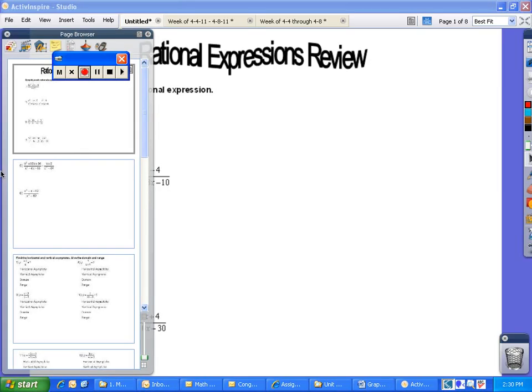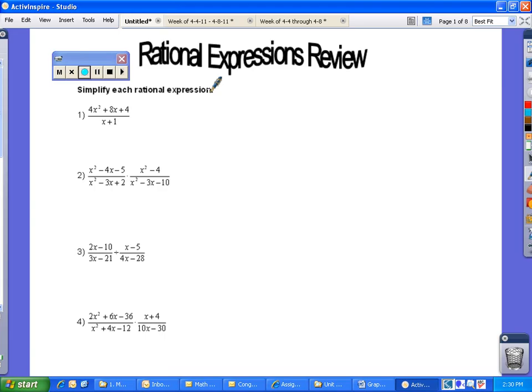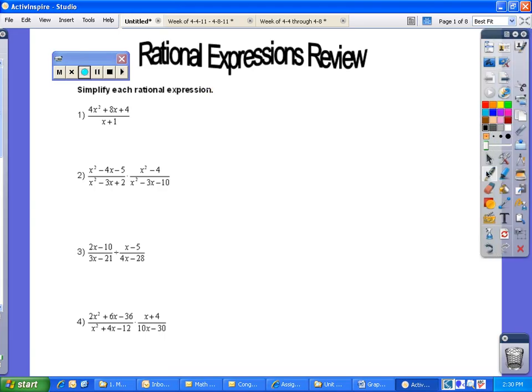Alright, so in this video we're going to be reviewing how to solve these problems for our test on rational expressions. So let's go ahead and get started. First off, we have x squared plus 8x plus 4. And in order to simplify these, we need to first factor.